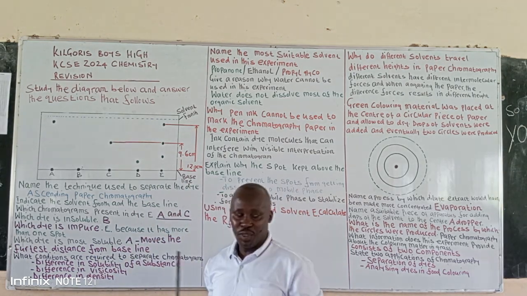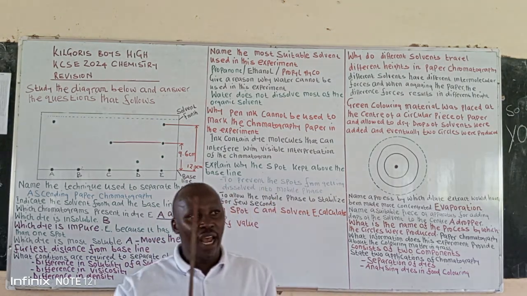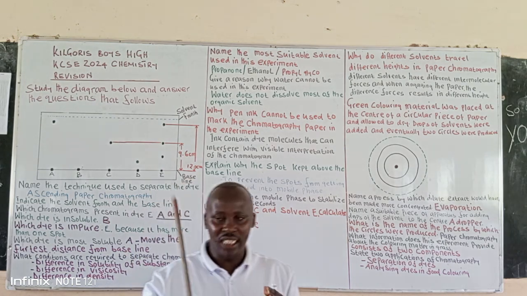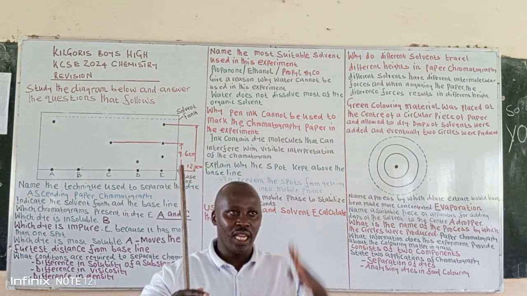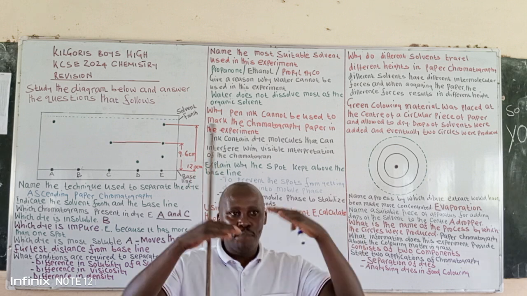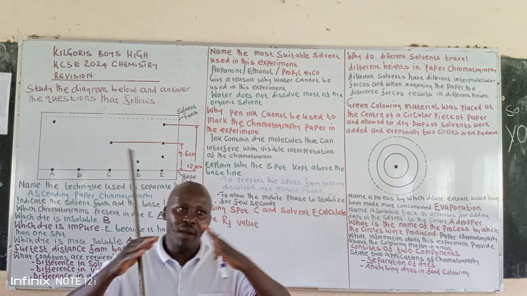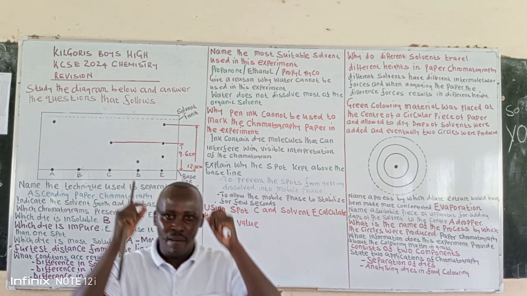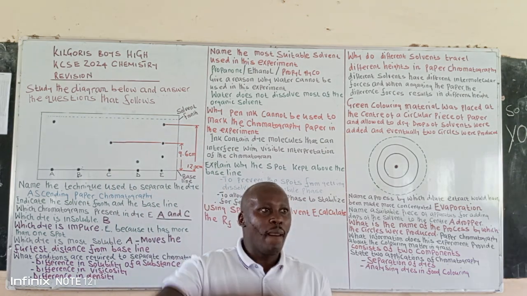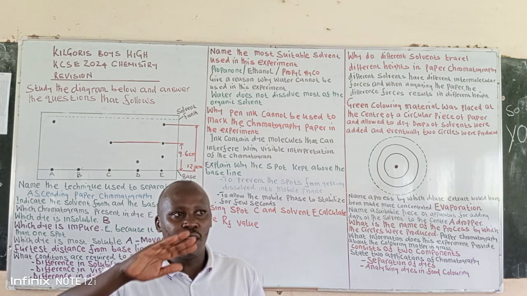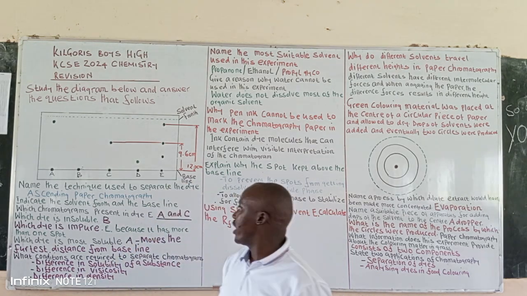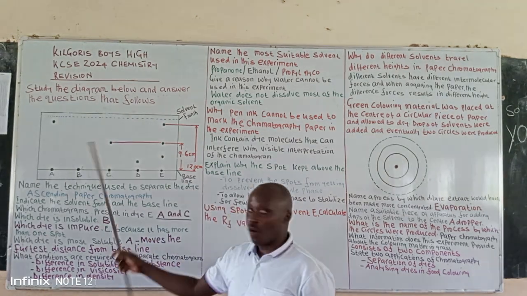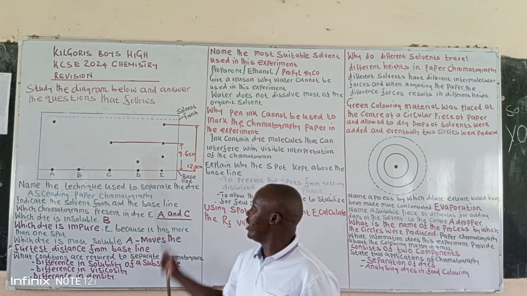Which dye is impure? In the earlier video, I discussed the pure dye and the impure dye. Pure substances normally make only one spot. Pure substance makes only one spot. Impure substances make more than one spot. So in that case here, you can look at and compare A, B, C, D, and E.